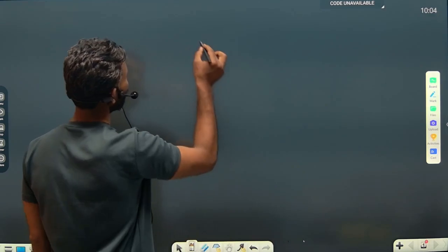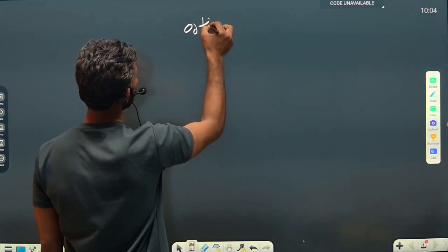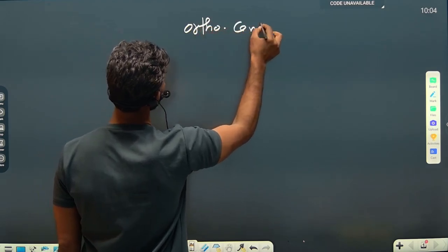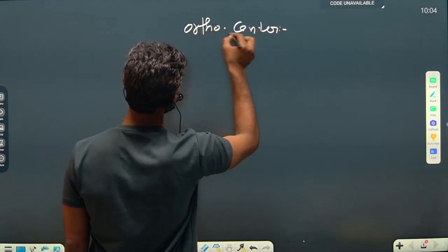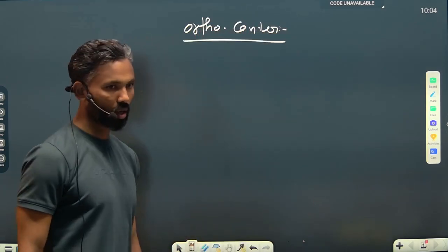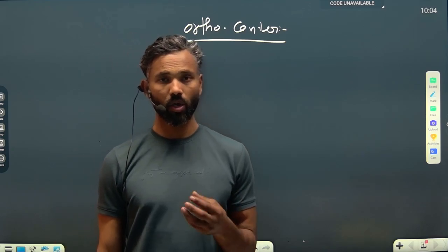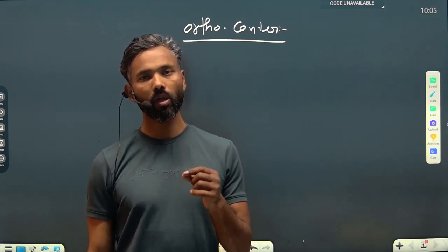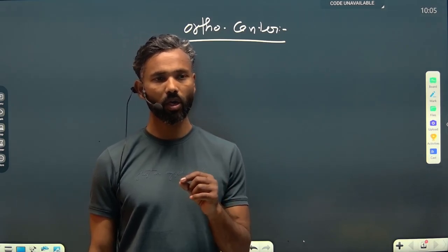the orthocenter. So we will discuss the orthocenter. Okay, this is the orthocenter. We are going to discuss this. So what is an orthocenter? The orthocenter is nothing but the intersection point of all three altitudes of the triangle. That is known as the orthocenter.